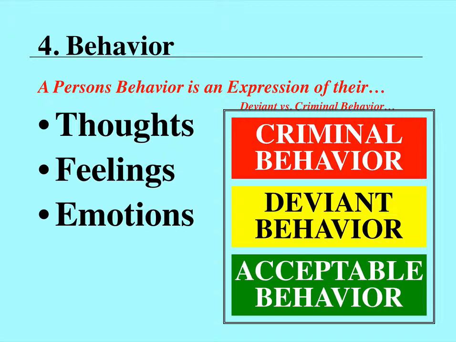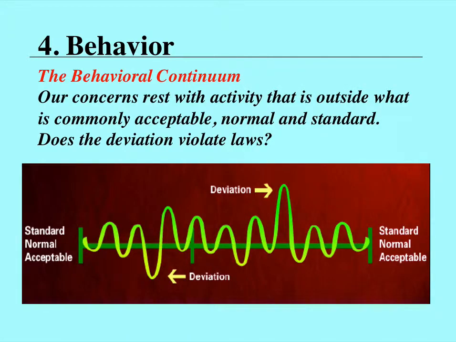There is acceptable behavior, and there is criminal behavior. Now, the frustrating thing is that deviant behavior is not acceptable in many cases, and it may not be criminal in some cases. And so it becomes important that we understand the difference in whether we're dealing with deviant or criminal behavior. So on this continuum of what's normal or standard or acceptable, we really start paying closer attention to those things that deviate outside of that standard, normal, acceptable behavior.